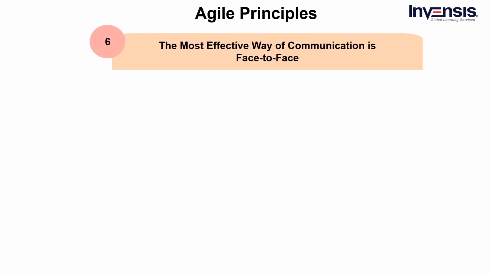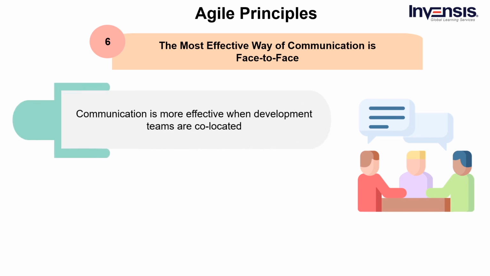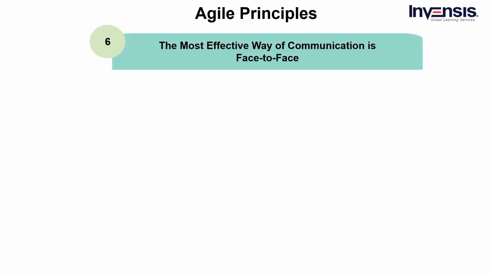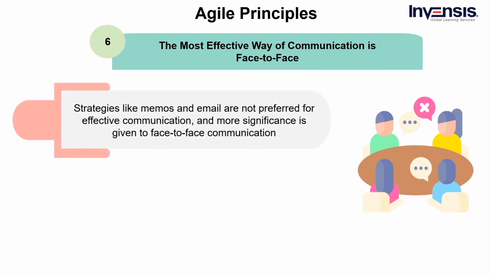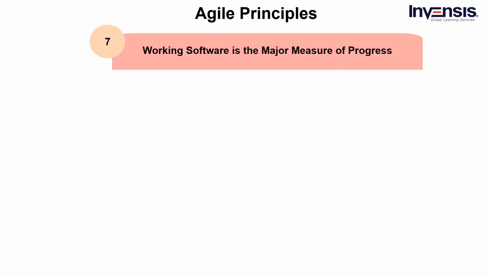The most effective way of communication is face-to-face. Communication is more effective when development teams are co-located. In the Agile Manifesto, much importance is given to effective communication between the involved parties. Strategies like memos and email are not preferred for effective communication, and more significance is given to face-to-face communication. This is currently easier because of the advances in communication technologies. For example, all stakeholders can now have a meeting through video conferencing rather than coming to the office for a short meeting.